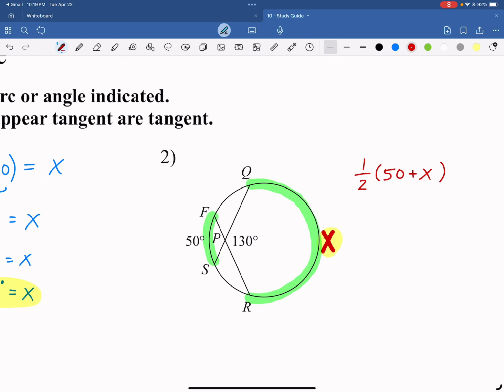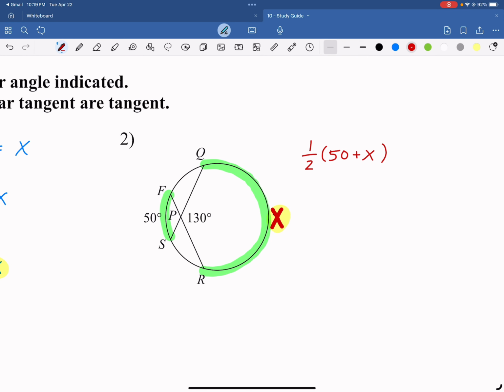In this case, it's going to be 50 plus x, right? So 50 plus x, that's going to be equal to the center. What's the center? In this case, it's 130. So 130 would go here. In this case, because we have a number and a variable, we can't really just squish them together. But what we can do is solve for it like an equation.